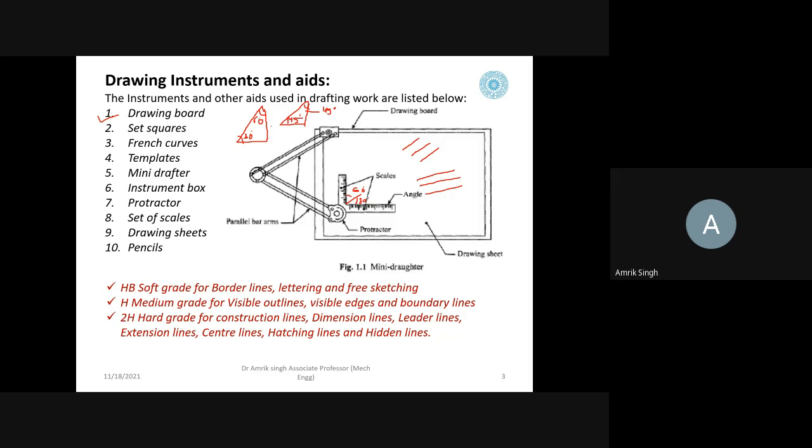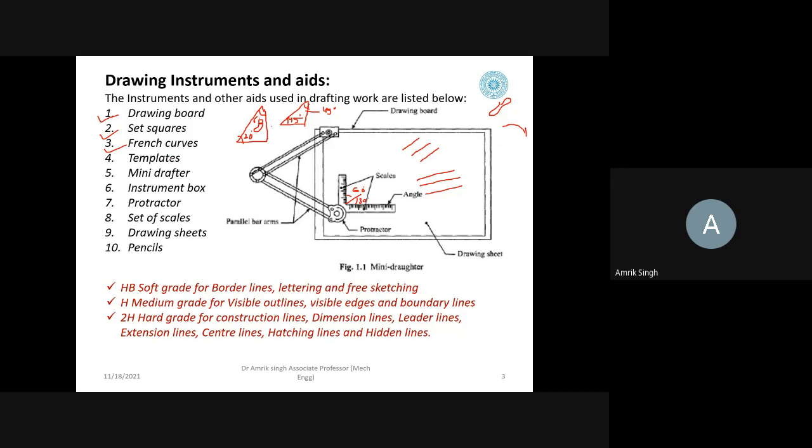Now the third is the French curves. French curves are the curves which are given in the set square. You must have seen them. There are some curves available. Suppose you have to draw a curve like this. It is difficult to draw the tangent at this point, so we join this tangent with the help of these curves. These are known as the French curves.